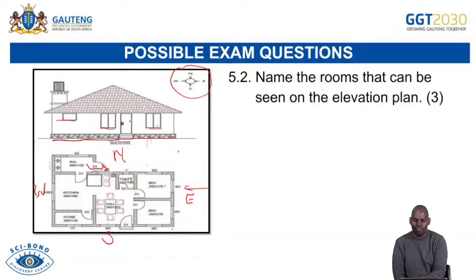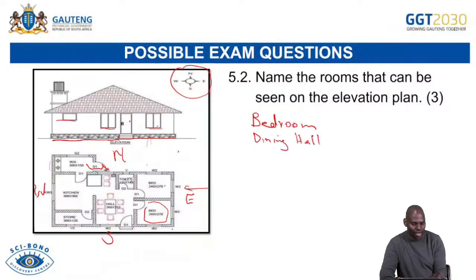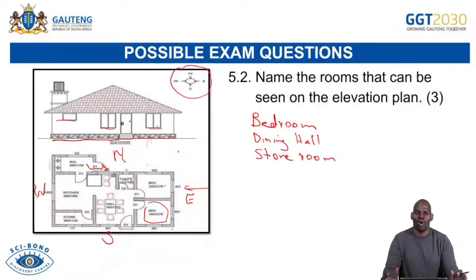Now they say, name the rooms that can be seen on the elevation. So the rooms that can be seen, it means this room, which is a bedroom. And then I can also see the dining room or the dining hall. It is just indicated as the hall there. And then I'll also be able to see a store, so it's probably a storeroom there. You can just give the names as you see them on the plan. So it's obviously a bedroom, and then a dining hall or just a hall, and then we also have a store, or you can say storeroom. These are the only rooms that you can mention.